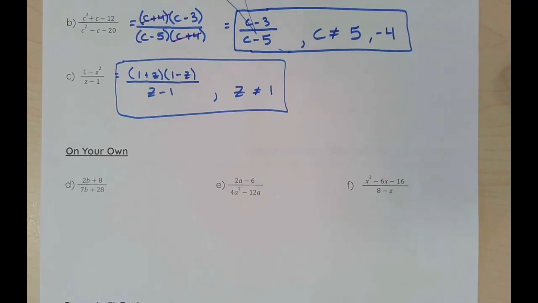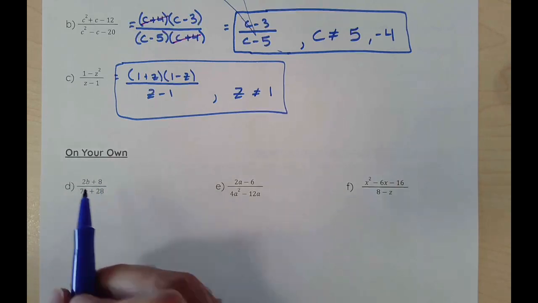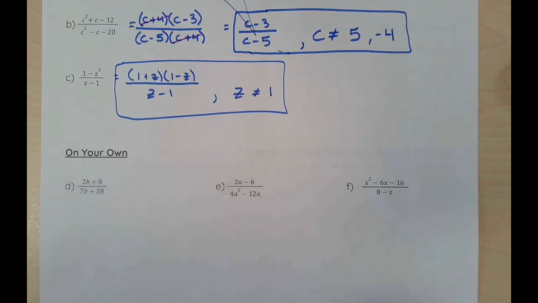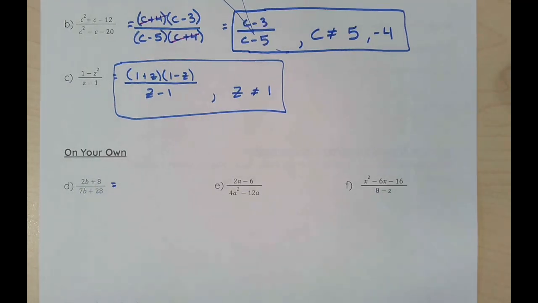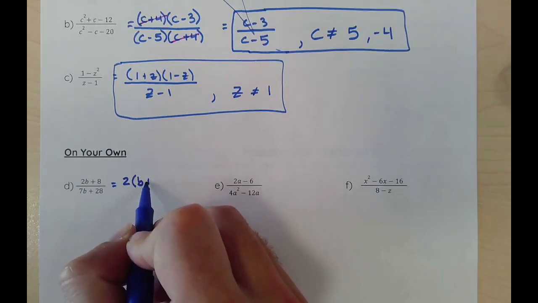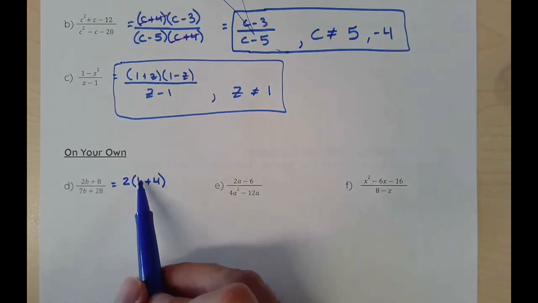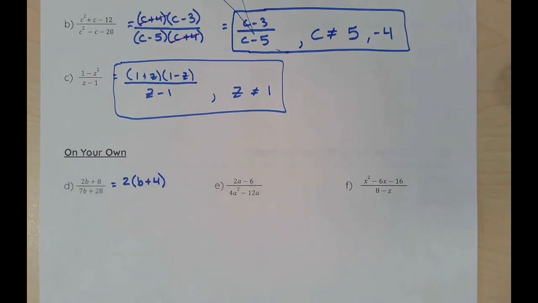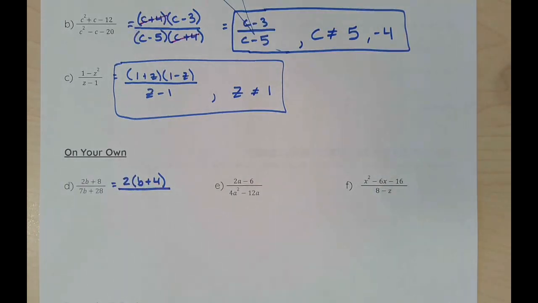All right, taking a look at D. Looking at the numerator, we have to remember some rules and some factoring that we can remind ourselves of. I can factor out a 2 out of the numerator, so that would look something like this: 2 times b plus 4. 2 times b is 2b, 2 times 4 is 8. The denominator, I can factor out a 7 from each term. So that's going to give me 7 times b plus 4.